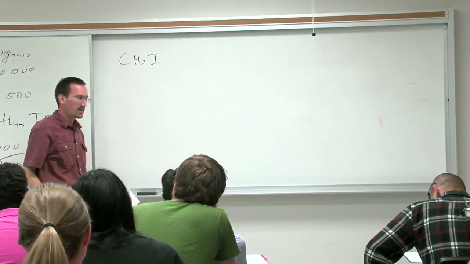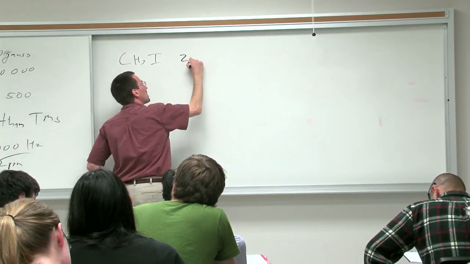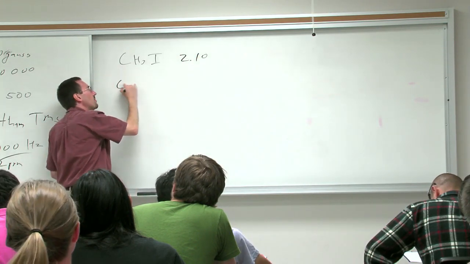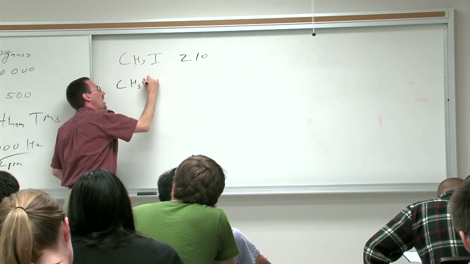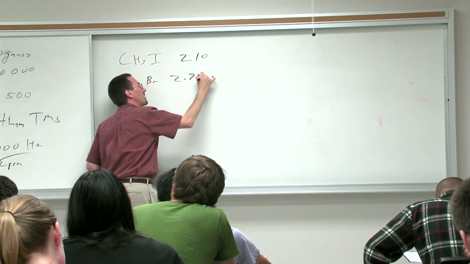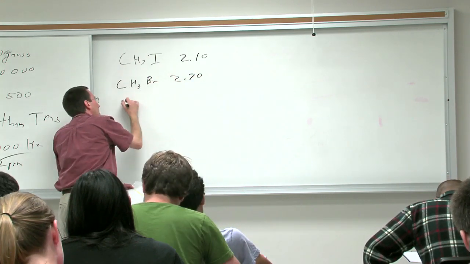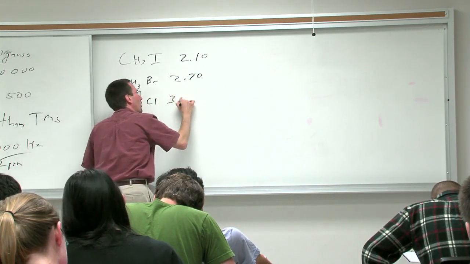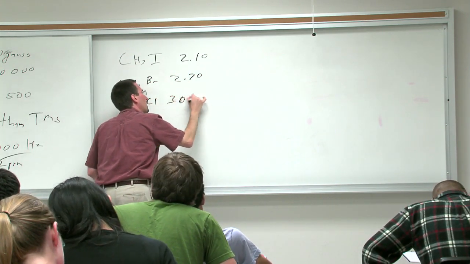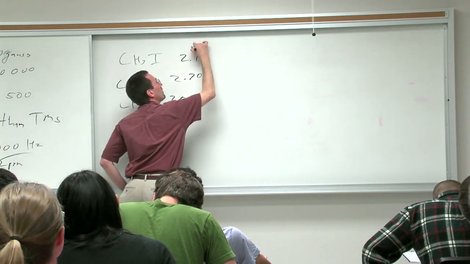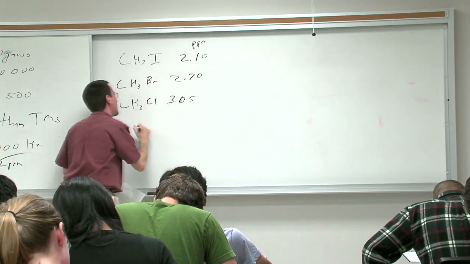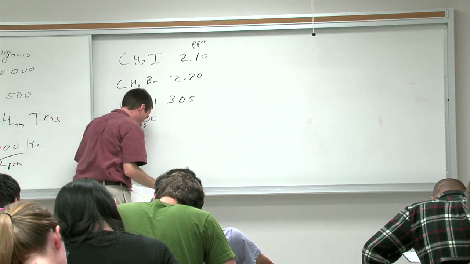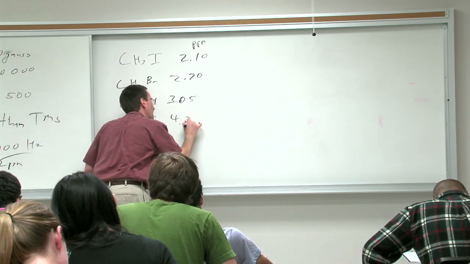If I take methyl iodide, the methyl group shows up at 2.10 ppm. If I take methyl bromide, it's at 2.70 ppm. If I take methyl chloride, it's at 3.05 ppm. And if I take methyl fluoride, it's at 4.30 ppm.